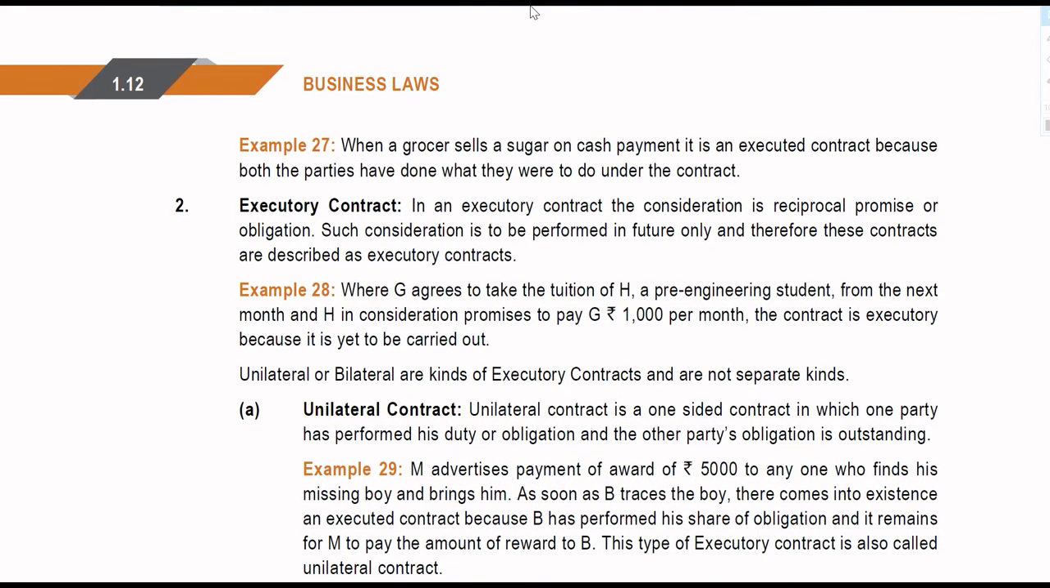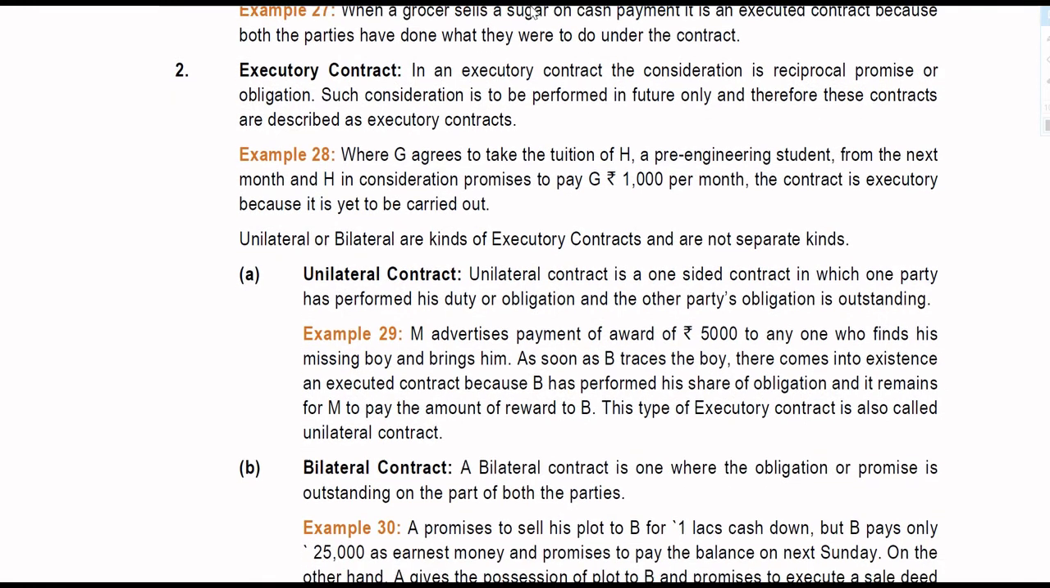See, in an executory contract, if one of the parties has performed his part and the other party has not performed, this is an executory contract. There are two types of executory contract: one is unilateral contract and the other is bilateral contract.